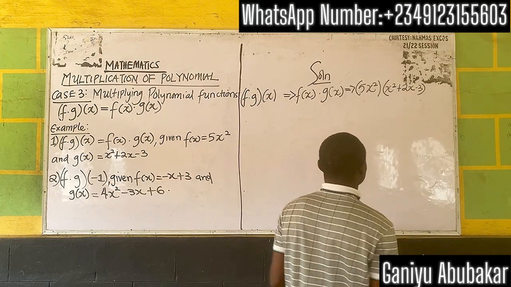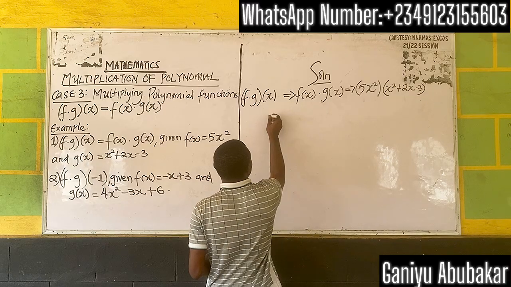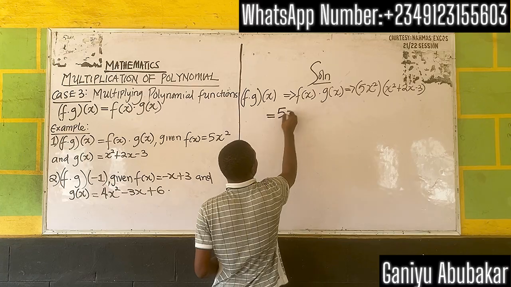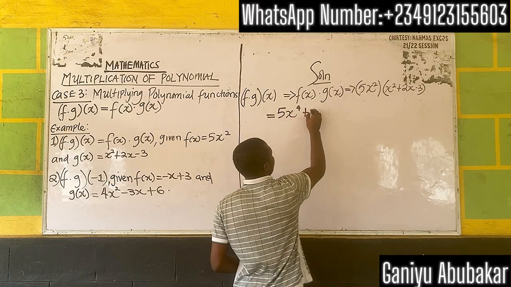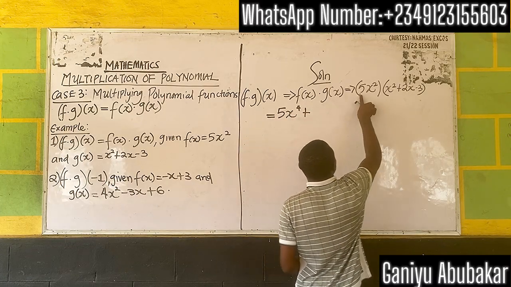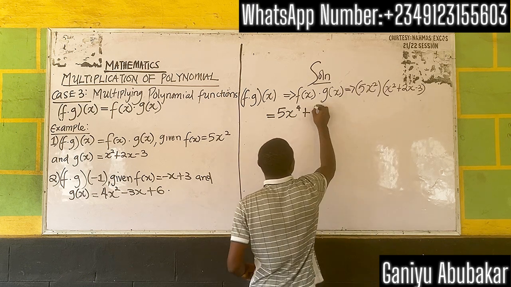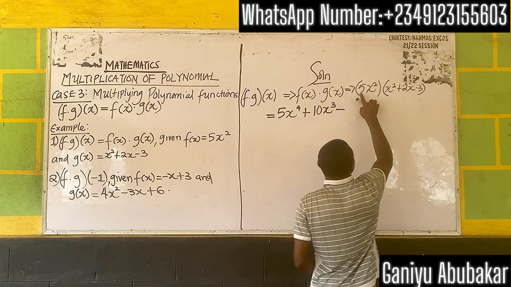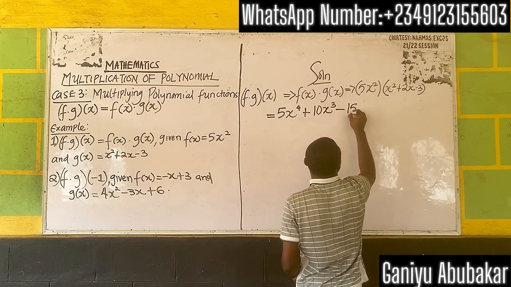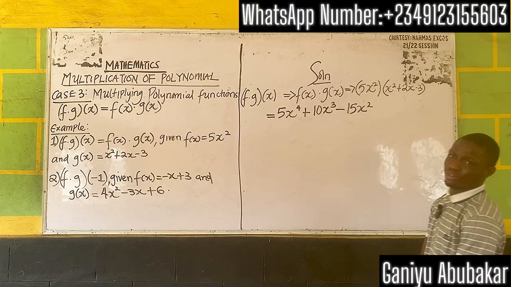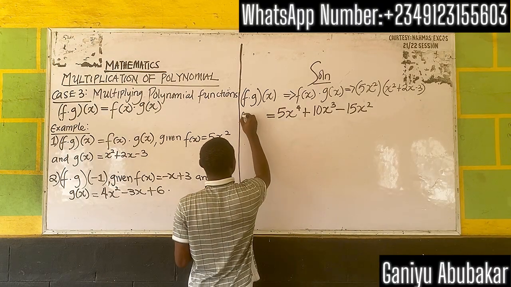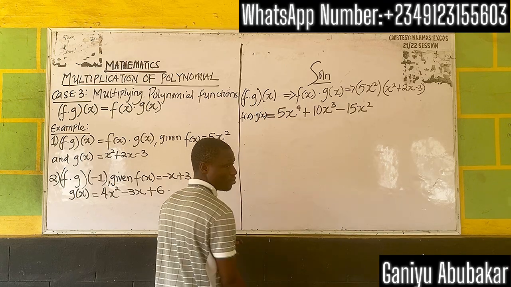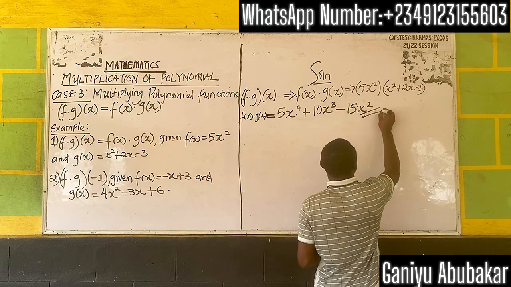What do you do there? First things first, expanding: 5x squared times x squared gives you 5x to the power of 4, plus 5x squared times 2x gives you 10x cubed, minus 5x squared times 3 gives you 15x squared. That's all. So the value for f(x) times g(x) is this. That is how to solve this.